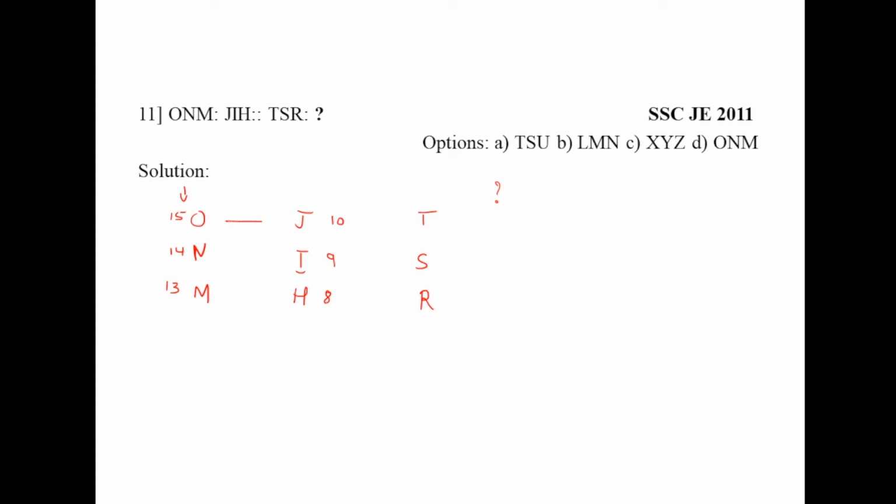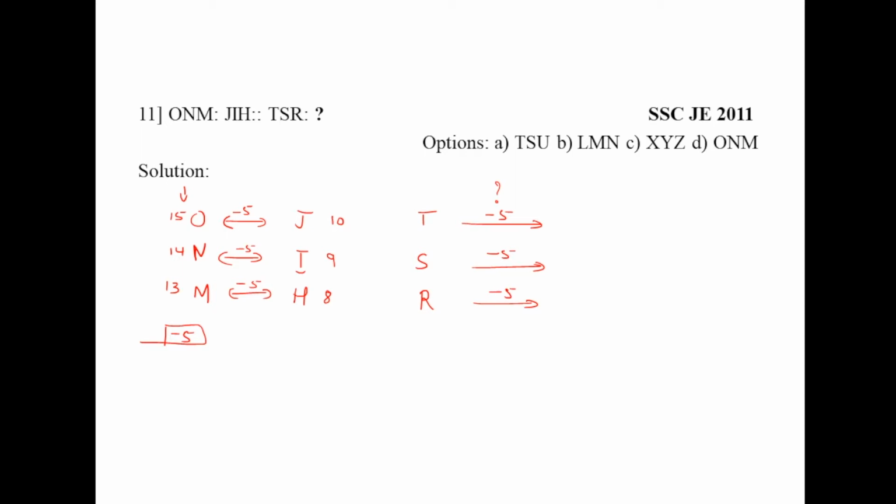So what is the relationship between O and J, N and I, M and H? 15 minus 5 is 10, 14 minus 5 is 9, 13 minus 5 is 8. So my logic behind this is minus 5. Here also I want to maintain the same relationship as before to get the answer. It is a minus 5 relation.